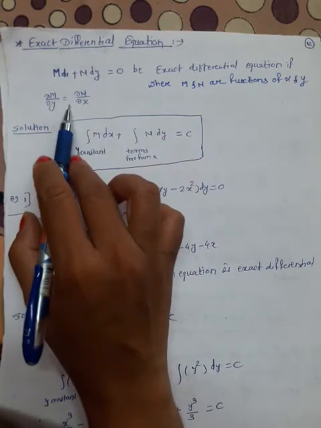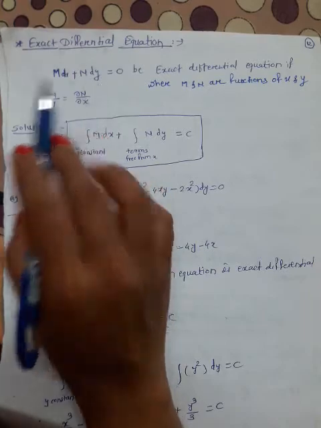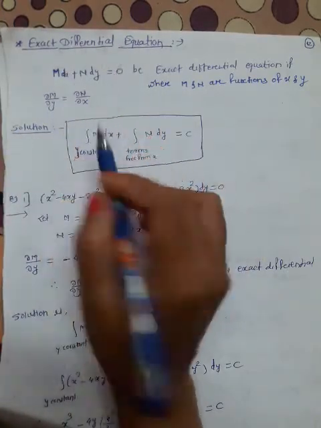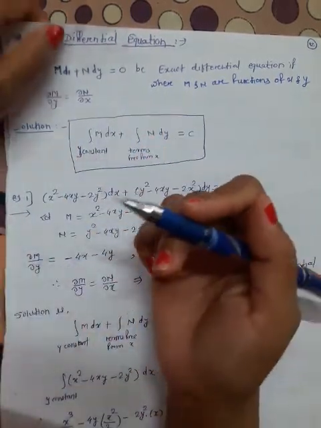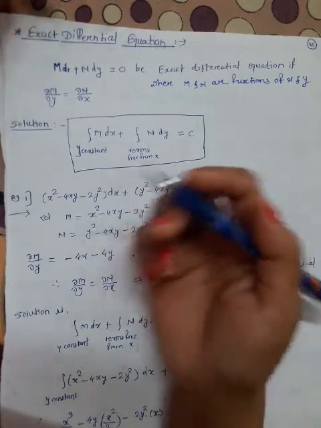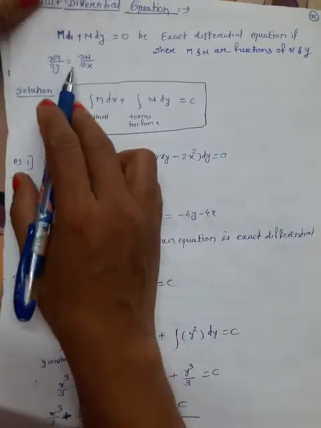If they are not same, meaning not equal, then this is called a non-exact equation. Okay, now we are going to see some exact differential equation examples, and how to solve this equation.